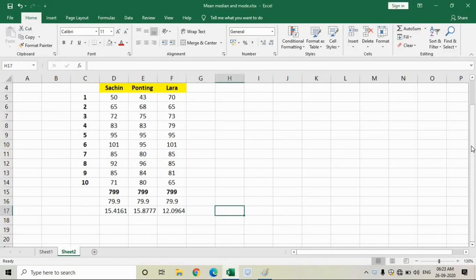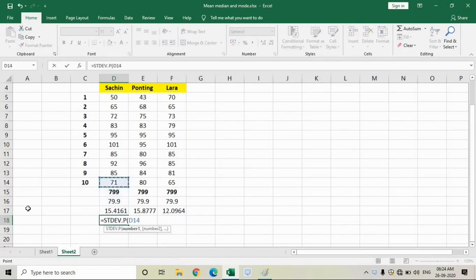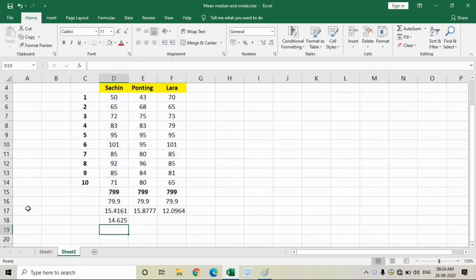Now we have the values of standard deviation of samples in front of us. We can also calculate the population standard deviation, and we use the function stdev.p for that. Let's find that. So here it is 14.625 for Sachin, and let's copy these values to other cells, and you can see that there's a slight difference in these values.